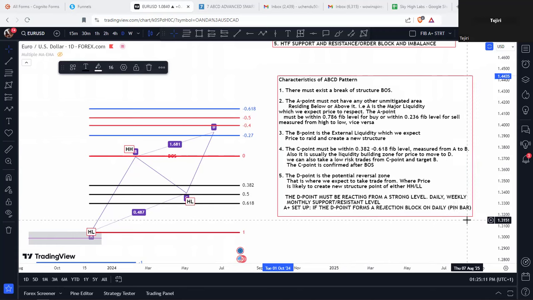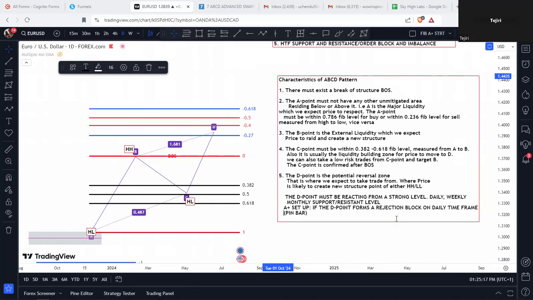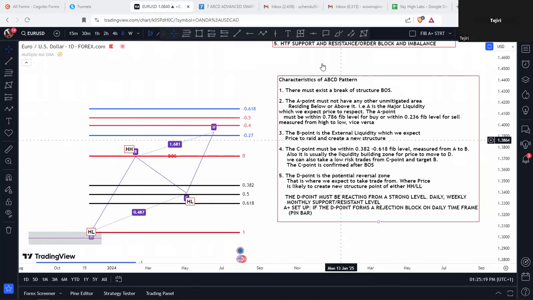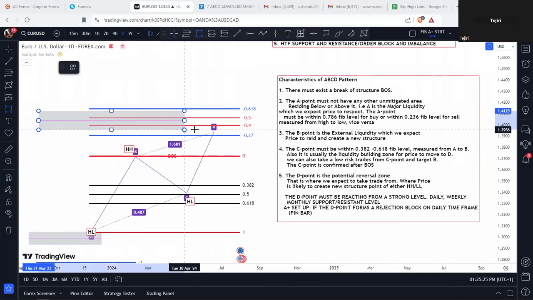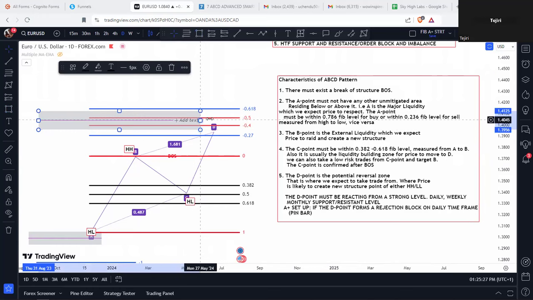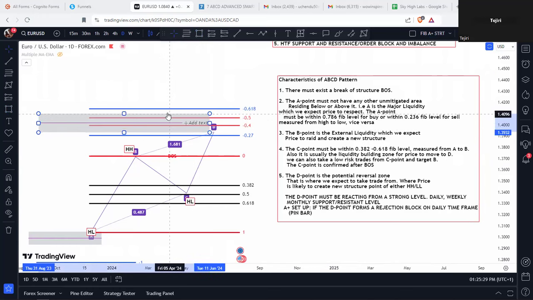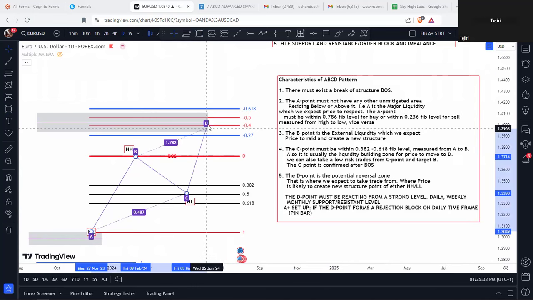I call it rejection block, in brackets, timber. I'm going to explain what I mean by that. So the D point must be reacting. For you to confirm your D point, first of all, you must have an order block or imbalance here on the daily time frame that the D point is coming to, that price is coming to mitigate.